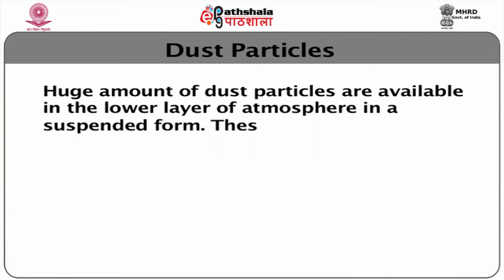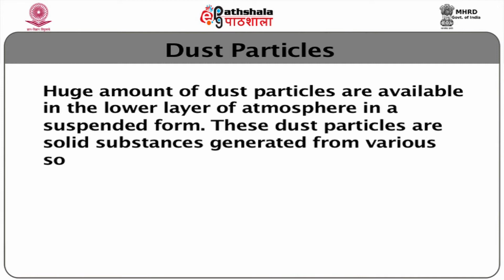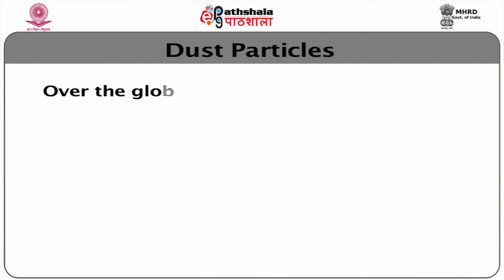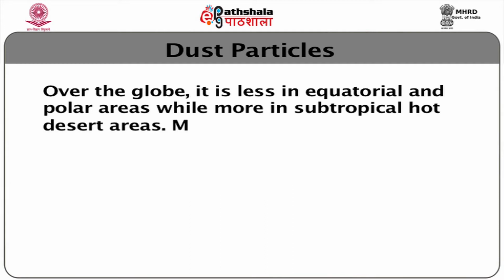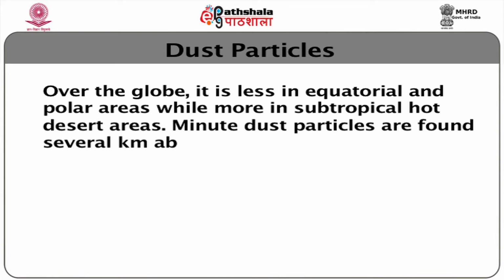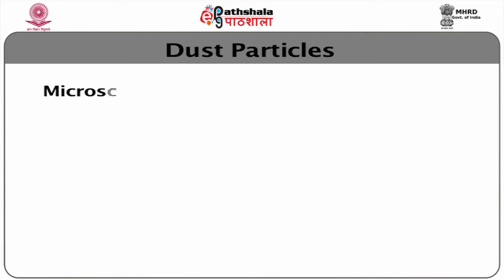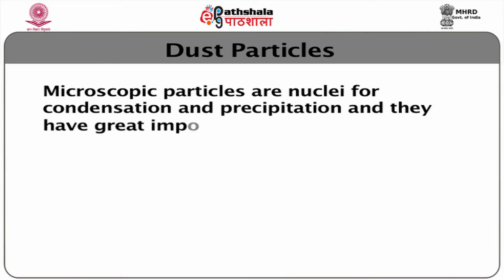Dust particles are variable, and there are more during dry seasons, as the soil is loose and easily carried by winds. But the reverse is the case in the rainy season, when they are settled and compacted. Over the globe, there are fewer in equatorial and polar areas, while more in subtropical hot desert areas. Minute dust particles are found several kilometers above the surface, while the coarse-sized are abundant near the surface. Microscopic particles are nuclei for condensation and precipitation, and they have great importance in this respect.